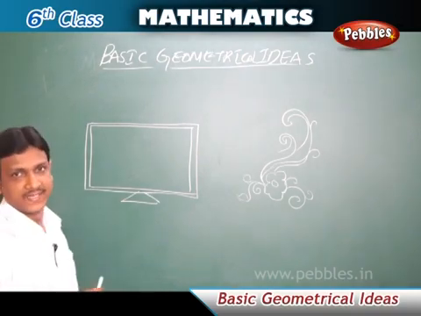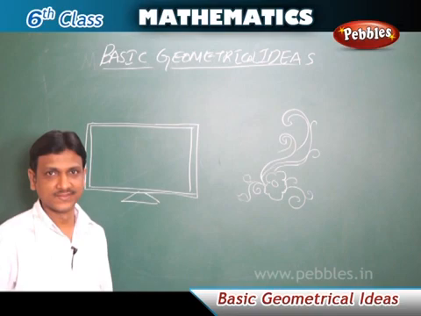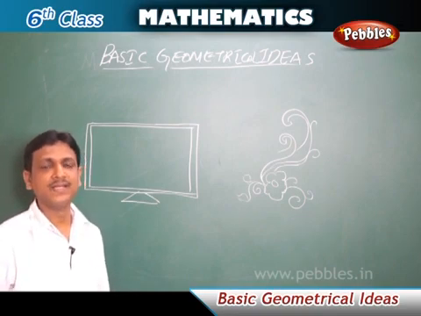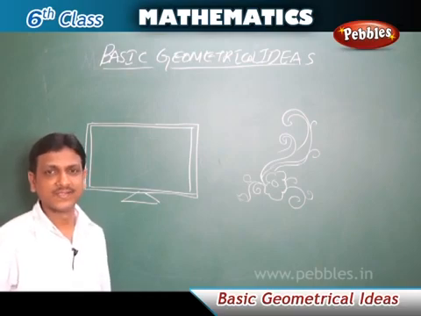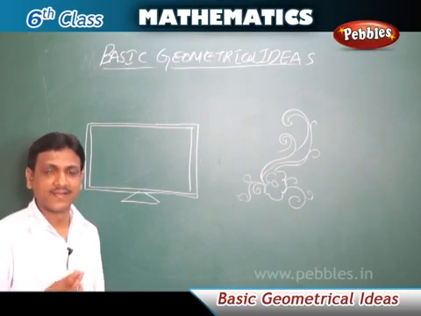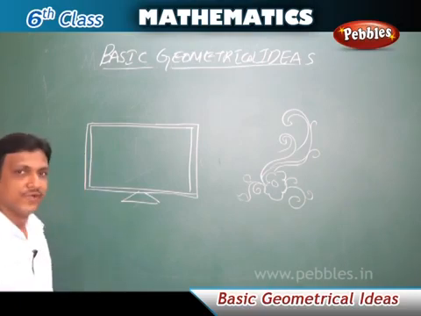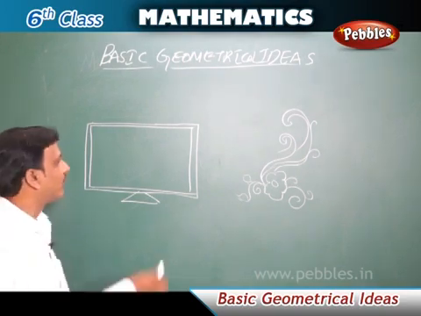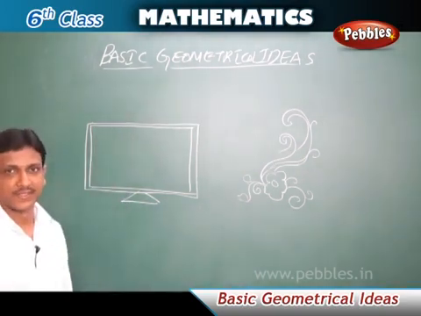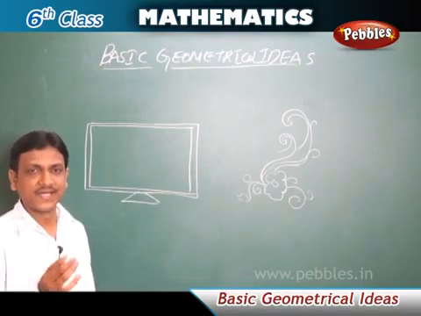Basic geometrical ideas. In our daily life, we see so many things around us. We see trees, buildings, and so many objects, instruments, and appliances. In all these things, we find some specific shapes. Say, for example, if we see a TV, we find a rectangular shape in that. So whatever the different objects are around us, they have certain shapes.